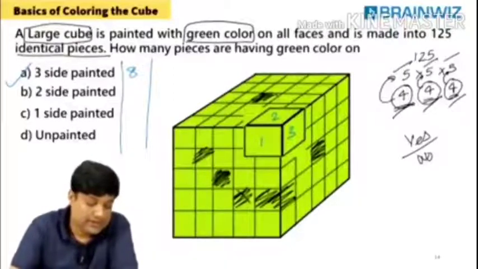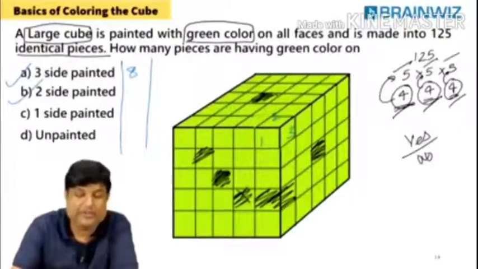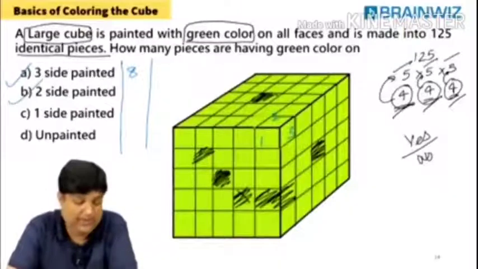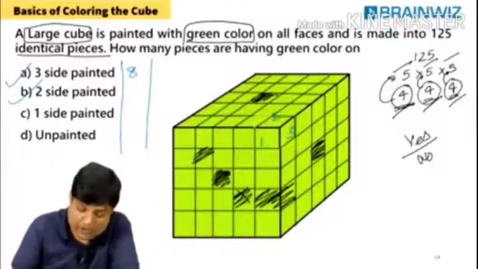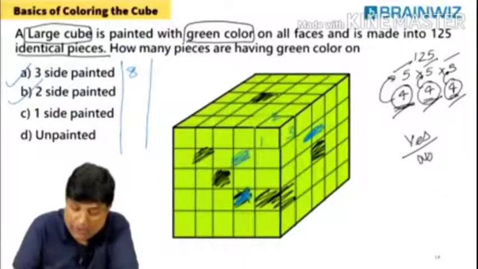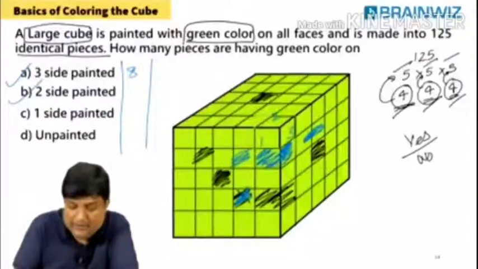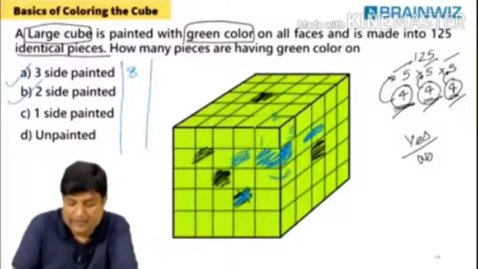Very good. Second question, students. Let's try to go with the second question. What is the second question? Two side painted. Students, you all know that this is two side painted. No. Do you think, students, this is two side painted? Yes, sir, this is two side painted.